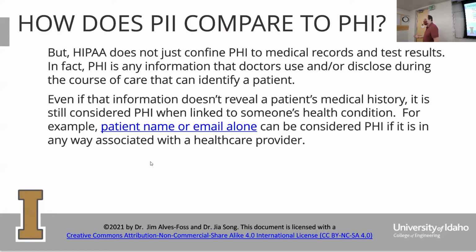Okay, and it's not just your medical records and test results. Any information doctors use and/or disclose during the course of care that can identify you, so your insurance status, your address, all those things are tied in there too. Even if the information doesn't reveal a patient's medical history, it's still considered personally identifiable health information when linked to a health condition. Patient name or email alone can be considered PHI if it's in any way associated with a healthcare provider.